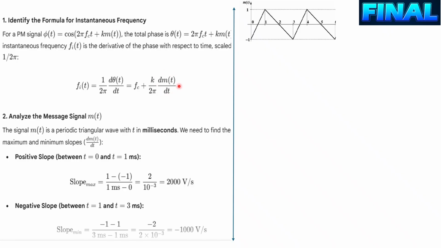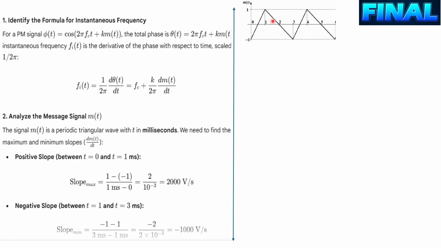So what is this dm(t) by dt? This is nothing but the slope of this, right? In the question only, your m(t) is given, so we have to find the slope. The maximum slope is in between 0 to 1, the time I am talking about, right? And the minimum is in between 1 to 3, right? So to get the maximum slope, it is in between time 0 to 1, and you know the y axis goes from minus 1 to 1. So you can get y2 minus y1 divided by x2 minus x1. So this is the maximum.